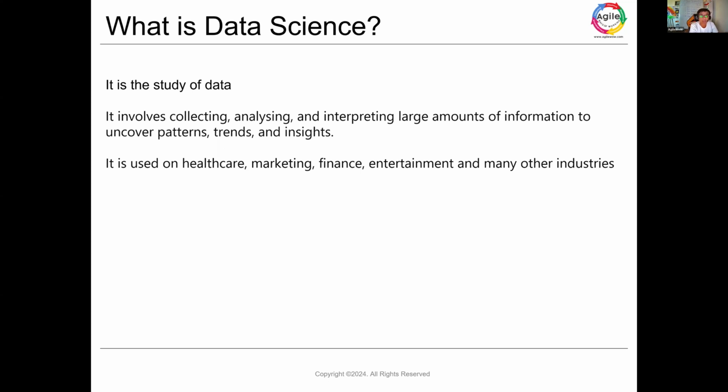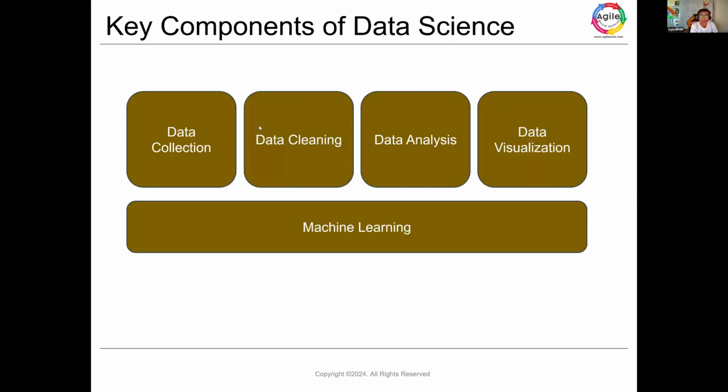When it comes to the components of data science, these are the key components we have. Data collection. Data collection is the very first step, where data is gathered from various sources such as surveys, sensors, and online databases. For example, take a retail store. A retail store might collect data on customer purchases through their point of sale system. That's the way the data is being collected.